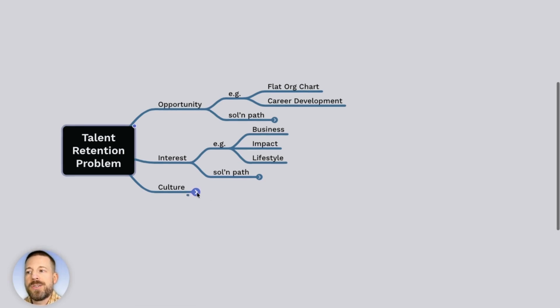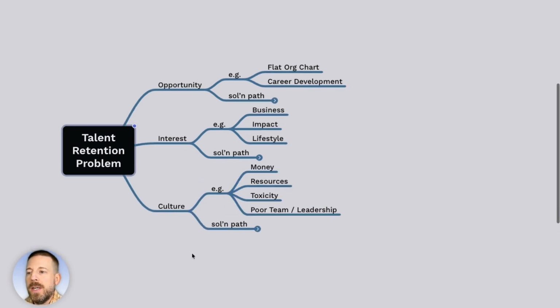And then, of course, there's culture. And in culture, it could be a number of different things. This one might be a little bit more obvious to folks, but it could be money. They could be jumping ship to get a bigger paycheck. It could be resources. Maybe they've been working there a while and they're not being challenged or they're not being offered different resources like software or, again, maybe just training or education resources. The culture could be toxic. I mean, that one might be the most obvious of all of that.